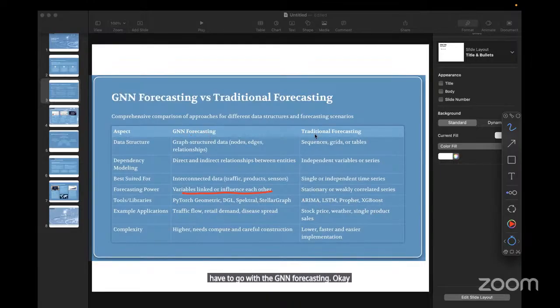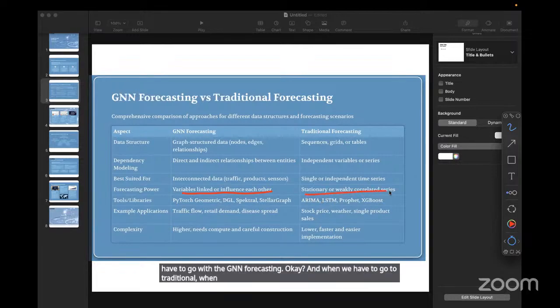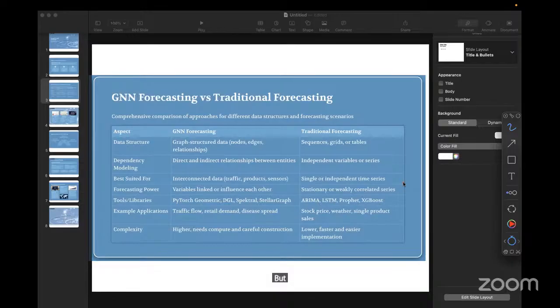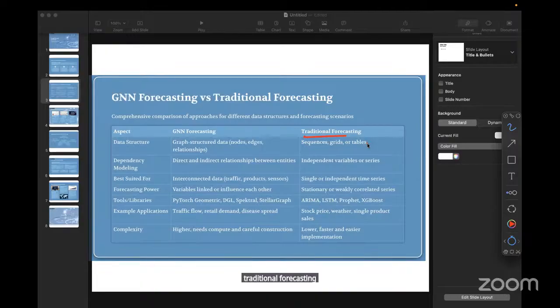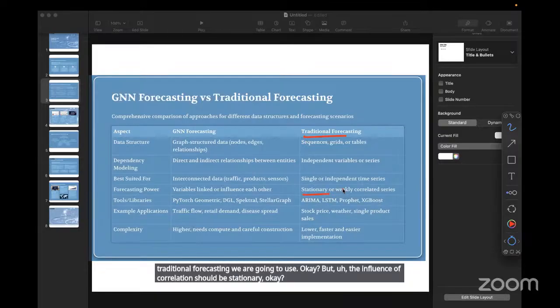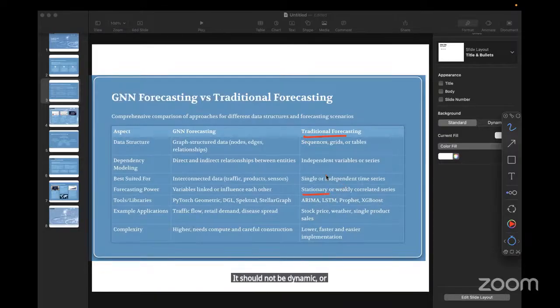And we build traditional forecasting when stationary or weakly correlated series are there. There is some kind of correlation between those data points, and at that time we are going to use traditional forecasting. But the influence or correlation should be stationary. It should not be dynamic or some other thing.